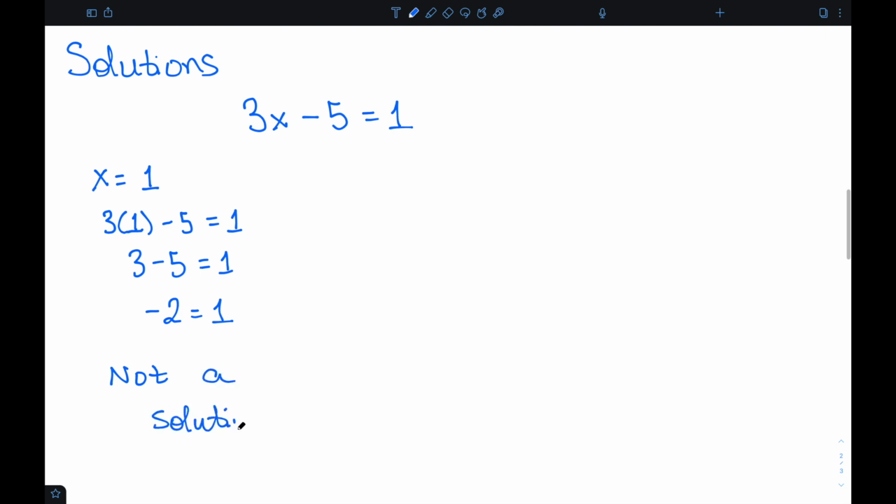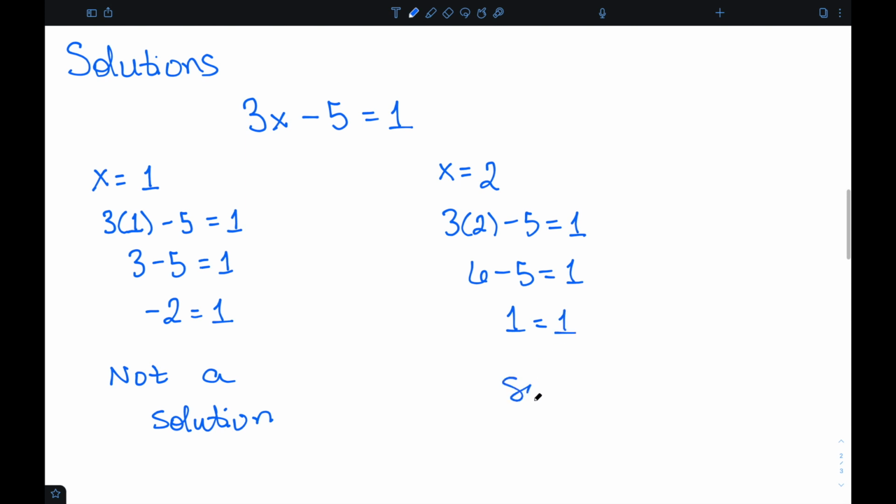In order to be a solution, we need to get a true statement. If we were to change the x to a 2, that would be 3 times 2 - 5 = 1, or 6 - 5 = 1, which tells me 1 = 1. So this is a solution.